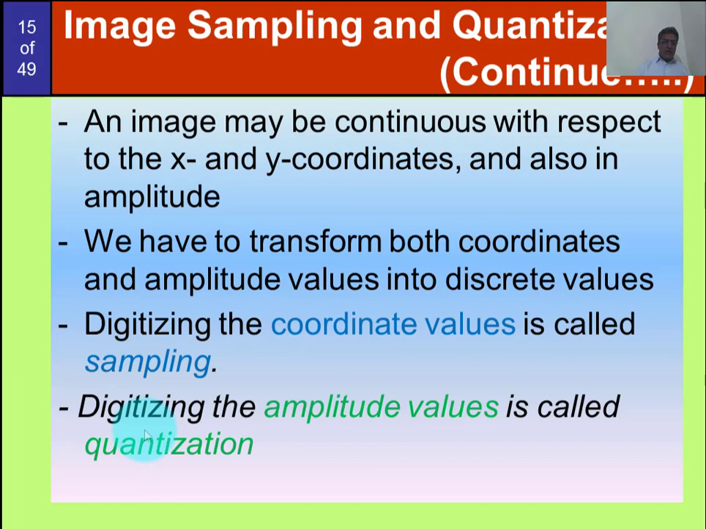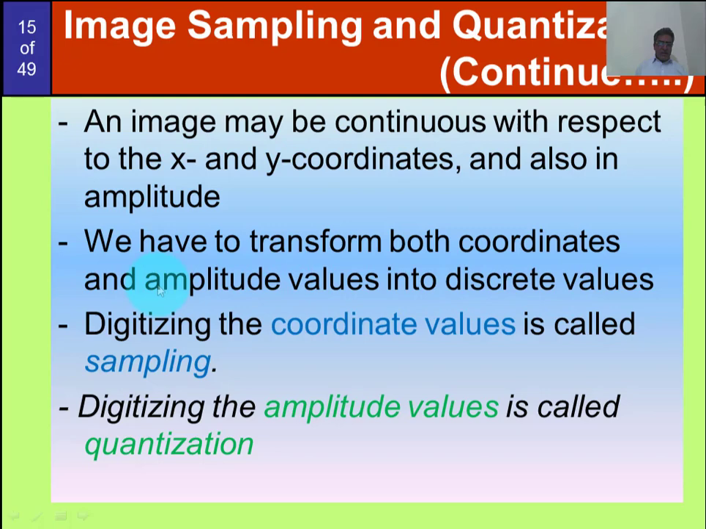An image may be continuous with respect to the xy coordinate and also in amplitude. We have to transform both coordinates and amplitude values into discrete values. As you have already observed, we have reduced the coordinates, that is the number of columns and rows, from the original image to the sample image, and also the color intensities. We have also reduced the number of colors from 6 colors to 3 colors. So we have to convert amplitude values into discrete values.